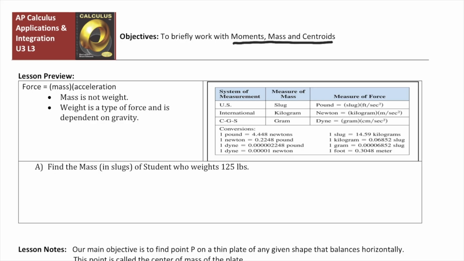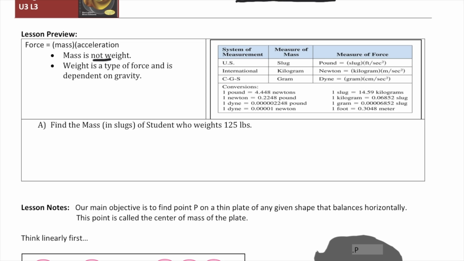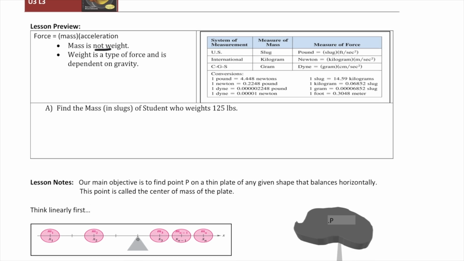So for your lesson preview, here is what I'd like you to recall. Force is equal to mass times acceleration. Recall that mass is not a weight. A weight is a type of force and it is dependent on gravity. Knowing that, I would like you to find the mass in slugs of a student who weighs 125 pounds. Go ahead and work that one out.